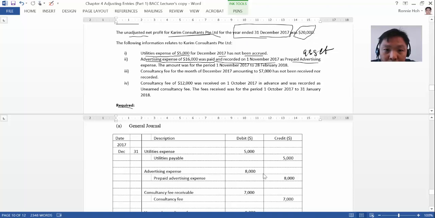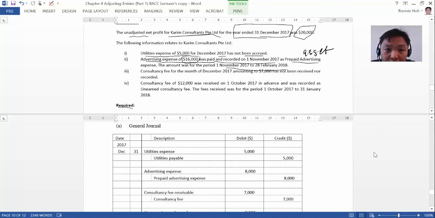And what's the amount to debit and credit? Well, 16,000 that was prepaid on 1st November relates to how many months? 1st November to 28th February. So that will be November, December, January, February. 4 months. So if 4 months is 16,000, 2 months must be half of the amount, right? So I repeat, 4 months, 16,000. So 2 months must be half of the amount, which is 16 divided by 2, $8,000. And there you go. You record the $8,000.